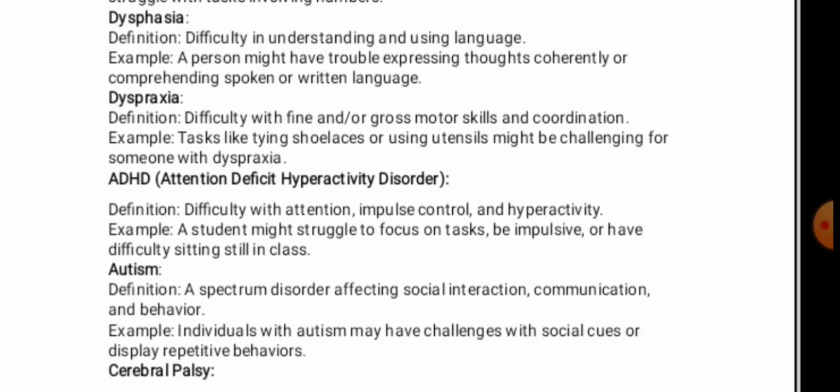Now next which we have is dysphasia. What is dysphasia? Difficulty in understanding and using language. A person might have trouble expressing thoughts coherently or comprehending spoken or written language. This is a condition in which the learner is not able to understand the language. In a classroom, if we are not able to understand the language, what are we going to understand? Nothing, right? So first of all, we should be able to understand the language. Well, language understanding means what?